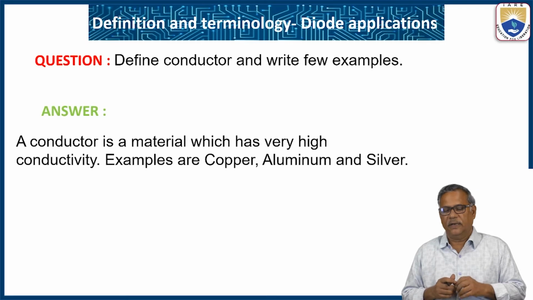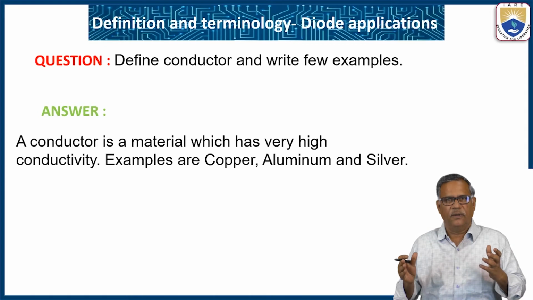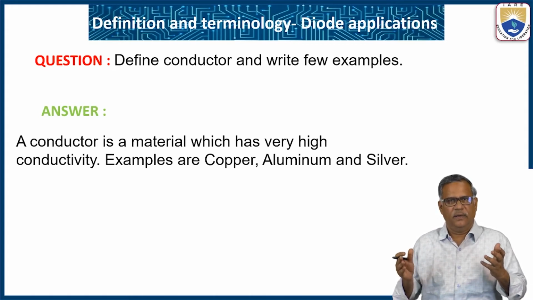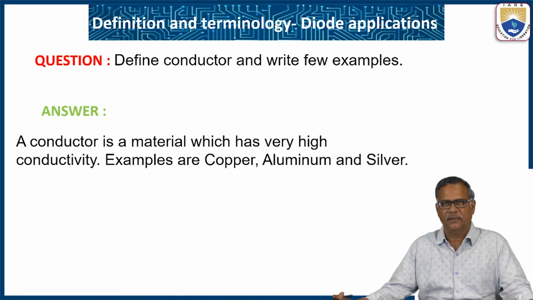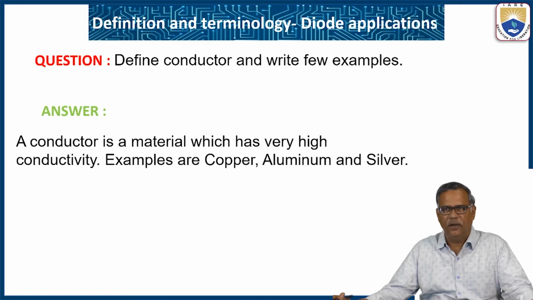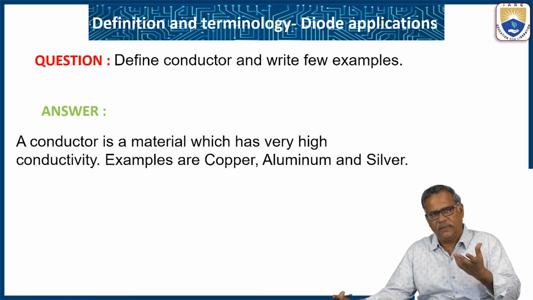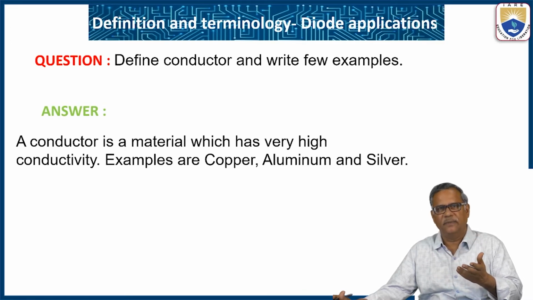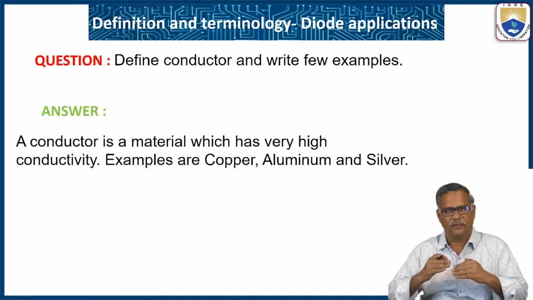Define conductor and write few examples. See, materials are basically classified into three types: metals, insulators, and semiconductors. Metals are also called conductors, and a conductor is a material which has a very high value of conductivity. Examples are copper, aluminum, and silver. Basically, the conductor or metal is characterized by the overlapping of valence and conduction bands.